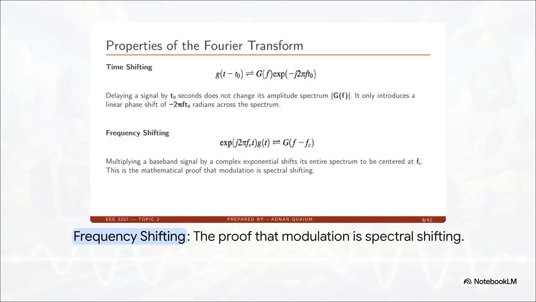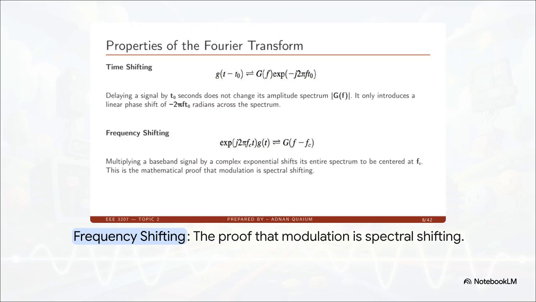Now let's talk about frequency shifting. By simply multiplying a baseband time signal by a complex exponential, the entire spectrum shifts so it's centered around a brand new carrier frequency. Let's look at a quick textbook example here to make this totally concrete. Say you have a baseband signal that spans from 0 to 10 kilohertz. If your complex exponential is set to, let's say, 1 megahertz, your entire spectrum perfectly slides all the way up to sit right at that 1 megahertz mark.